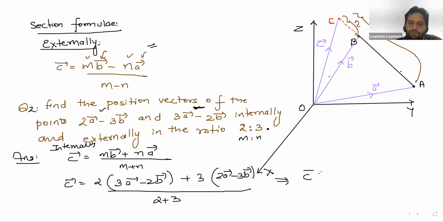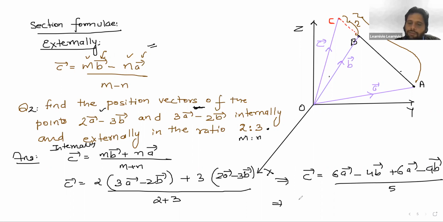So C is equal to what? Open this, 6A minus... Sir, how to know which one is A vector and which one is B vector? Take the first as A and the second as B always. First is M, second is N. Plus 6A minus 9B by 5. So C you will get here, C is equal to 12A minus 13B by 5. Okay, Umair?